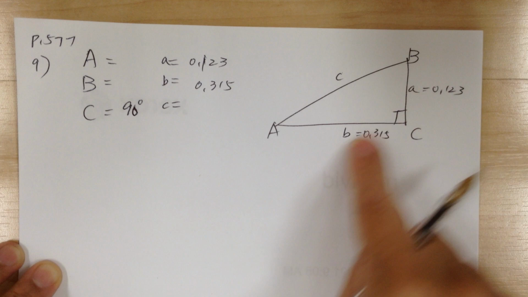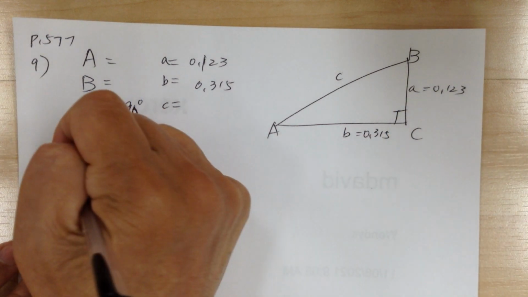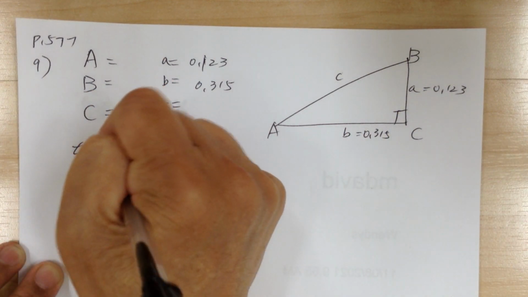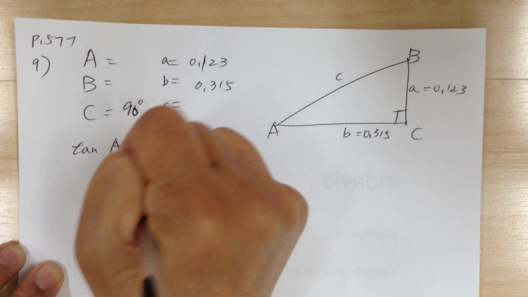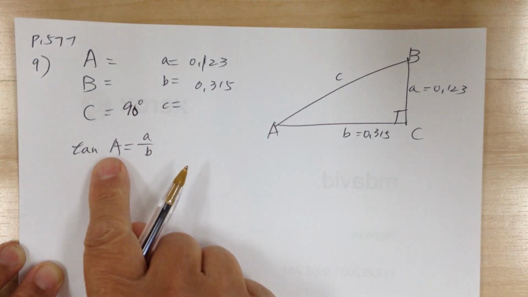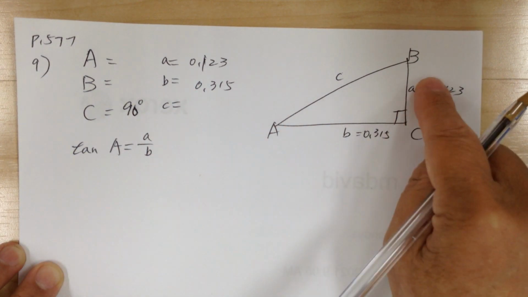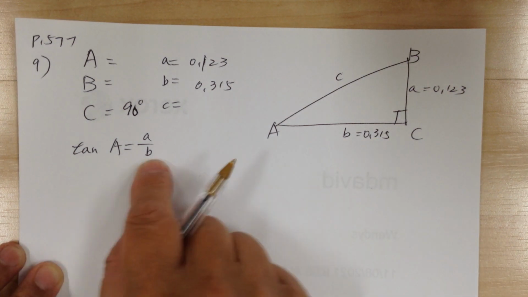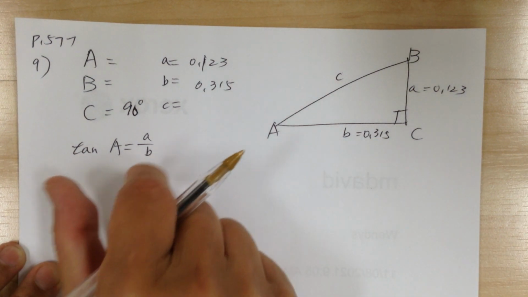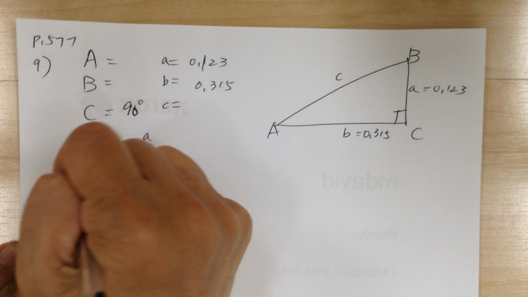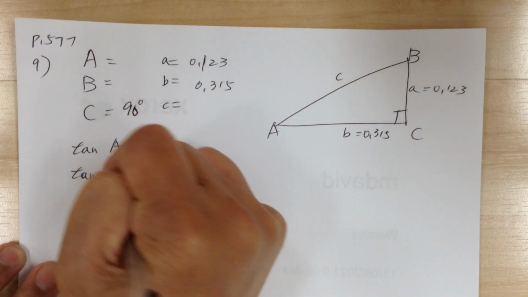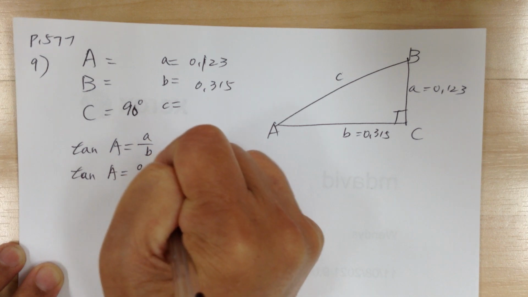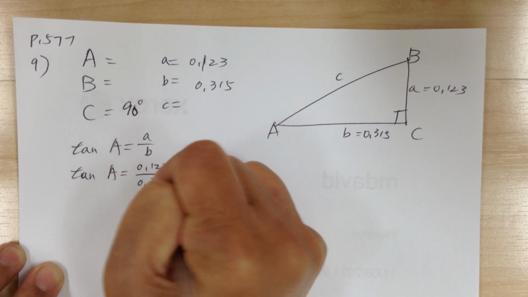Okay, so this one, these two would be your tangent, right? So tangent of A equals a over b. Okay, so tangent is opposite over adjacent. Okay, so you can always write down your relationship, write down your trig function, then you substitute. So tangent of A equals 0.123 over 0.315.